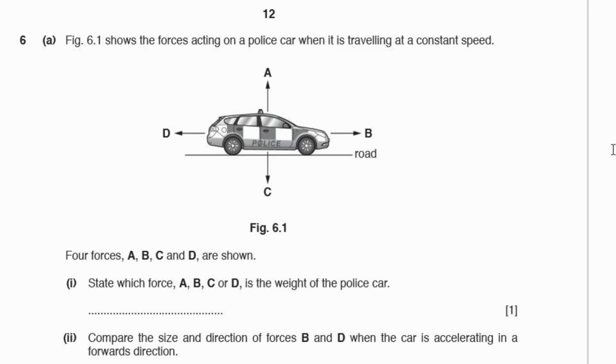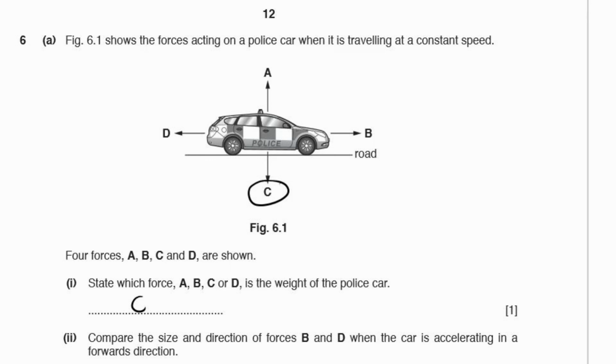Figure 6.1 shows the forces acting on a police car when it's travelling at a constant speed. 4 forces are shown, A, B, C, and D. State which force is the weight of the police car. Well, it's this one, isn't it? It's C. There we go. It's pointing down, obviously, towards the centre of the Earth.